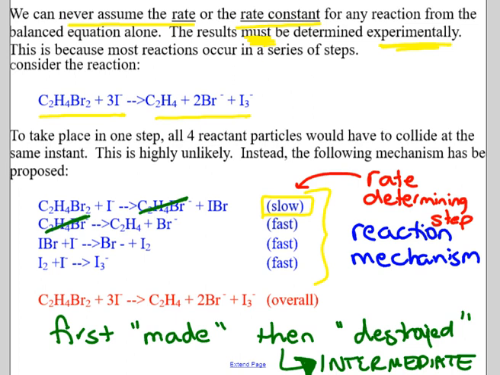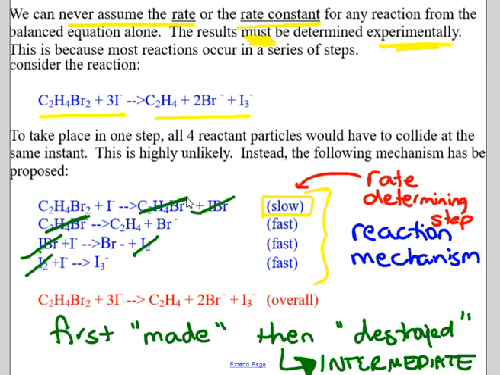We notice that the IBr made in step 1 gets reacted in step 3. It's first made and then destroyed. It is also an intermediate. It's destroyed when it reacts with yet another iodide to form Br- and I2. That I2 that is made in this step is destroyed in step 4 when it reacts with yet one more iodide to form I3-. This particular reaction has 3 intermediates.